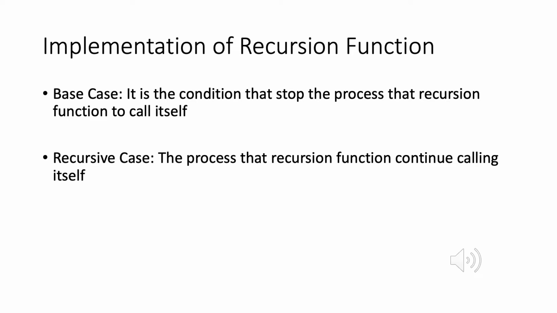So let's talk about the recursion function structure. A recursion function has two cases, the base case and the recursive case. The base case is a condition that stops the recursion function from calling itself, which helps to return stack by stack. The recursive case is a condition that makes the recursion call itself over and over again until it reaches the base case.